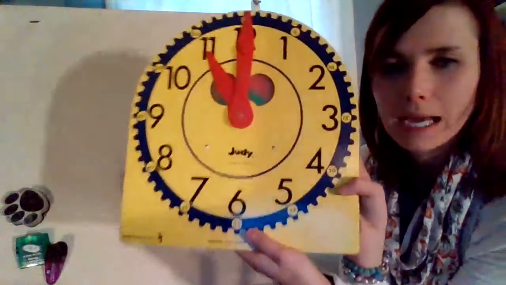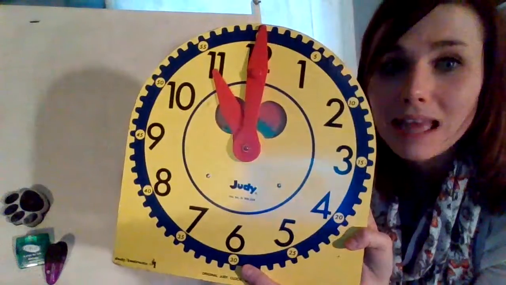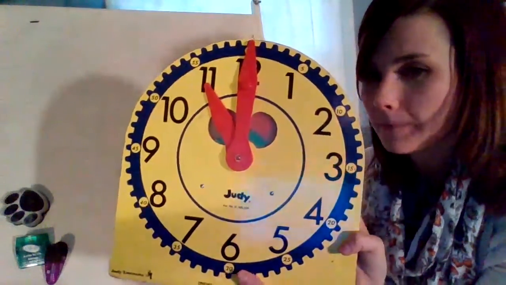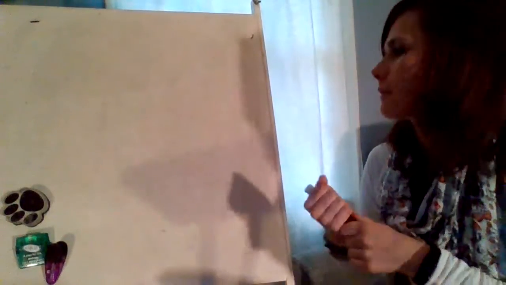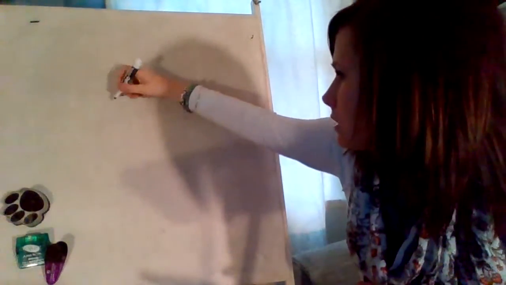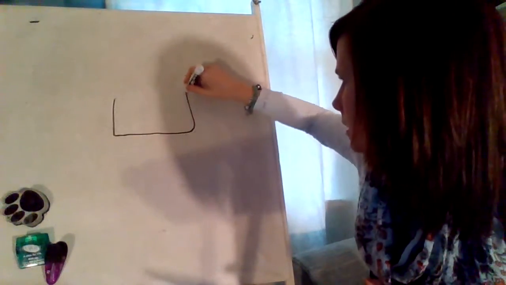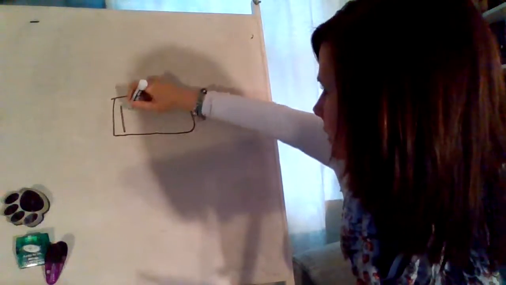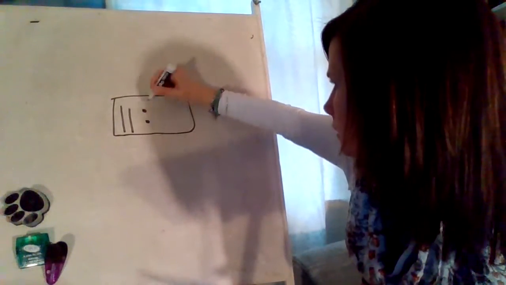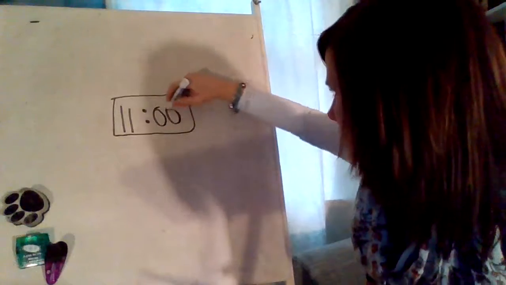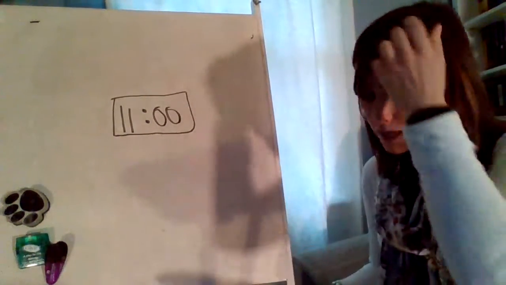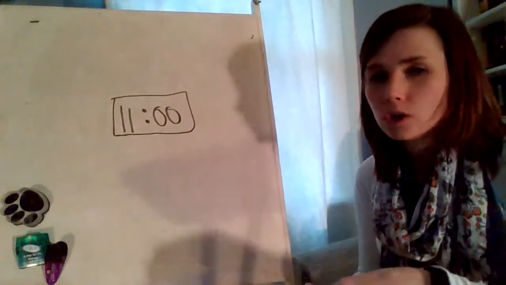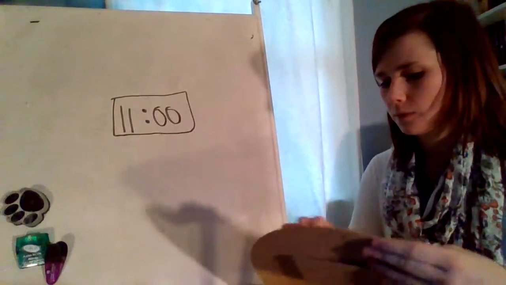All right, what time is it, boys and girls? 11 o'clock, right? And you could write that like this on a digital clock, right? It would be 11, colon, 2 zeros. 11 o'clock.